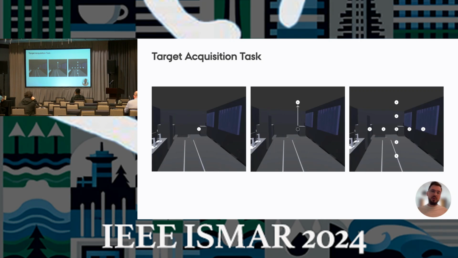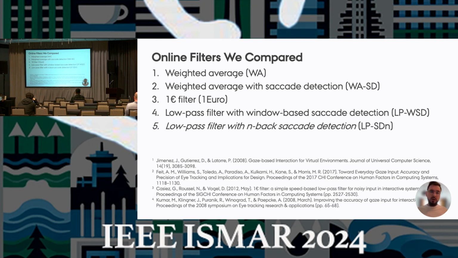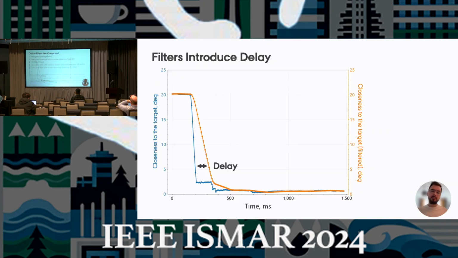The target would initially appear in the center of the participant's field of view and then jump to the periphery. We varied the direction and how far the target would move. 24 participants were asked to perform this task while standing, walking, and jogging. In this work, we compared the 4 commonly used gaze filters, which you can see on this slide. We also proposed the low-pass filter with a modified saccade detection. Please see the full paper to learn how they were implemented.